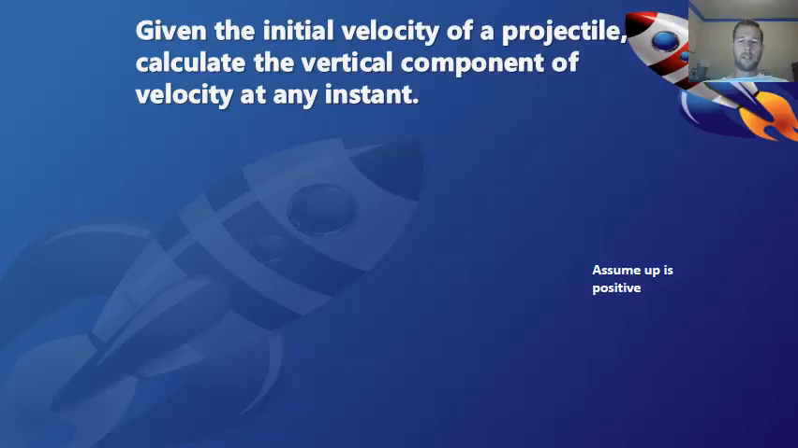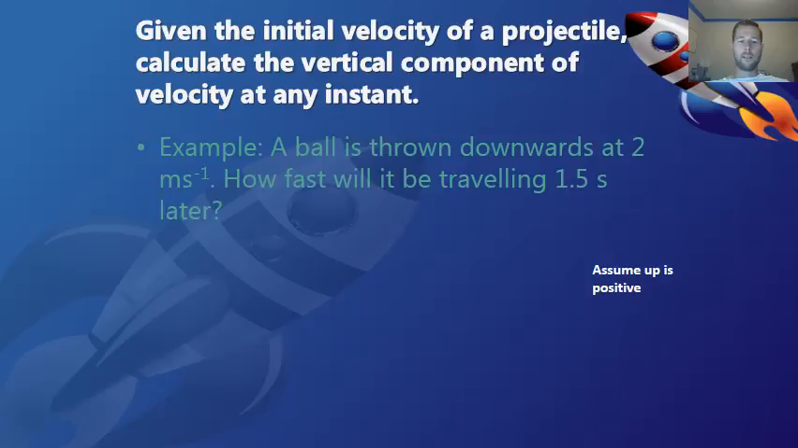Given the initial velocity of a projectile, calculate the vertical component of velocity at any instant. Okay, so our example is a ball is thrown downward at 2 meters a second. How fast would it be traveling 1.5 seconds later? So we can use this equation, which you can reference in your notes that you took before, and it's on there. So we're looking for the velocity, which is v.